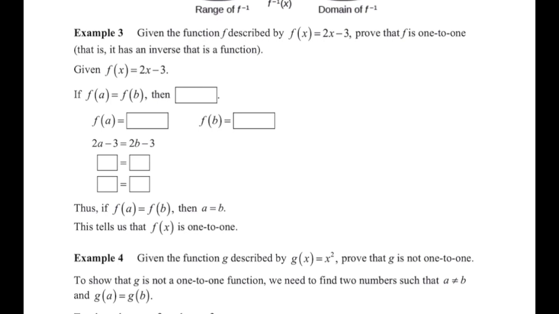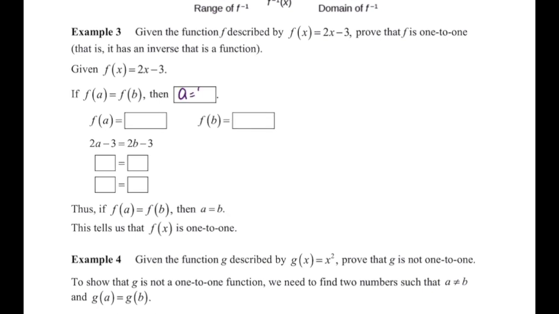So given that a function is described by 2x minus 3, prove that it is one-to-one. That is, it has an inverse that is a function. On the first page, we said that if we evaluated at f of a and evaluated at f of b, and the result is equal to each other, then the pieces that we're evaluating for, a must equal b. So we should prove this with this function.